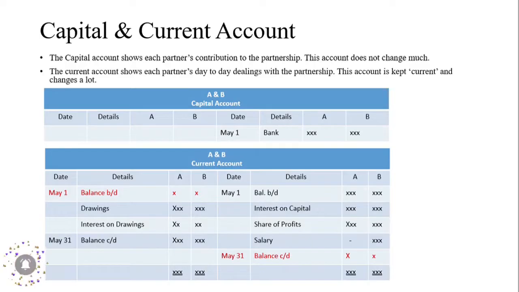And then look at the current account now. The current account has more information. It has more traffic, because it takes into consideration the day-to-day dealings of each partner.